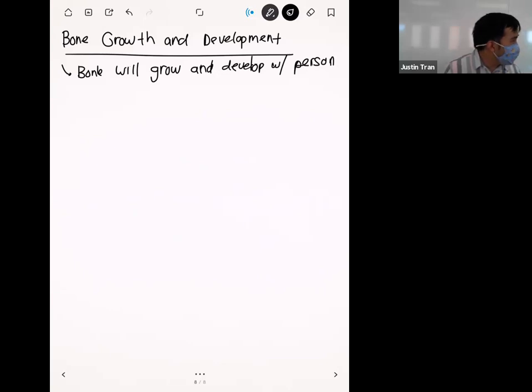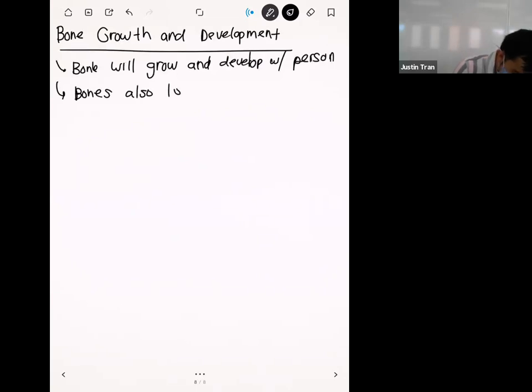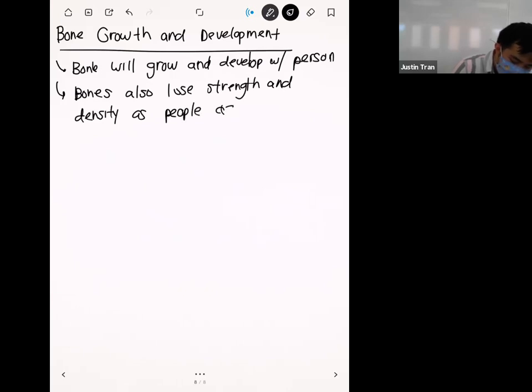Generally, as people age, once you get past your growth period, your bones will actually lose strength and density. And so it's a very dynamic tissue that I think people take for granted. Just like any other part of your body, you have to take care of your bones, right? Otherwise, it could be pretty bad for you later on in your life.